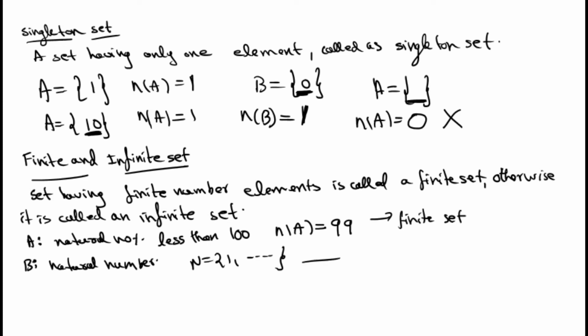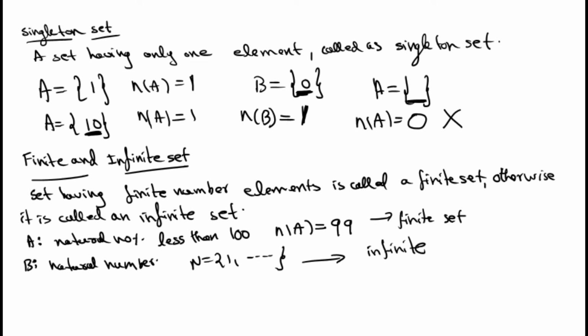Okay, second one is example for infinite set. If your set has a finite number, that means countable number of elements, we call it a finite set. If your set has infinitely many elements, we call it an infinite set. All number systems are examples of infinite sets. If you take integers, infinitely many integers are there. Or if you take real numbers, infinitely many real numbers are there. So your number system is an example of an infinite set.